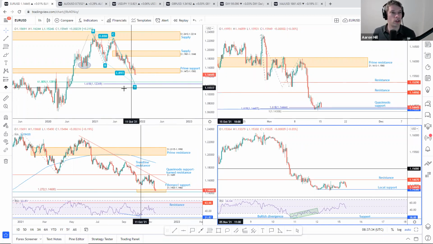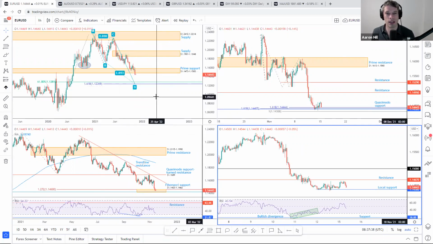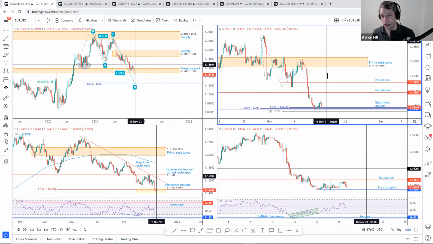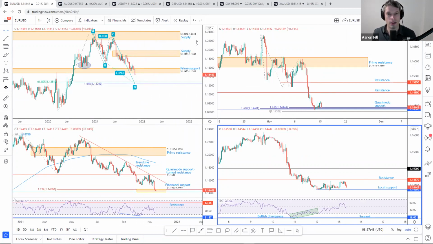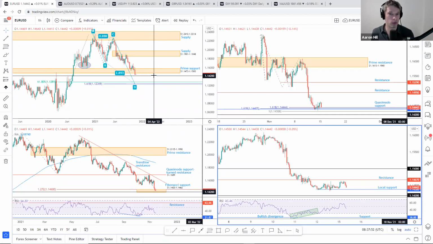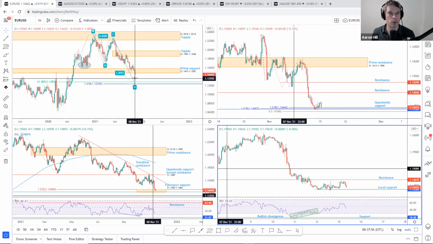Right, to the chart. So on the screen, we have the euro dollar, again, using the normal template. So we have the weekly time frame, the daily time frame, the H4 and H1. So on the weekly, for anyone that reads my regular market analysis will note that prime support at 1473, 1583 was taken out in dominant fashion last week, as the euro dollar ended down by 1.1%.